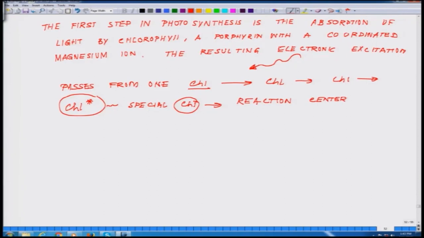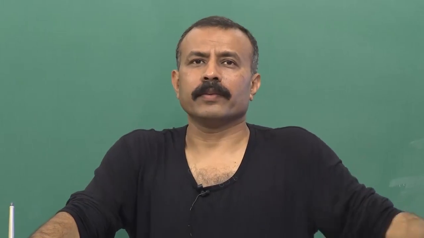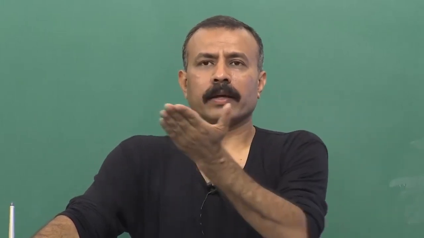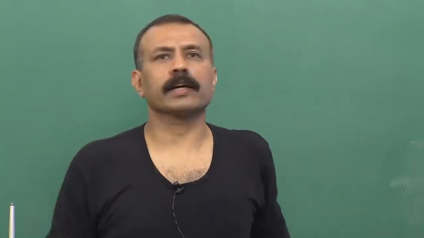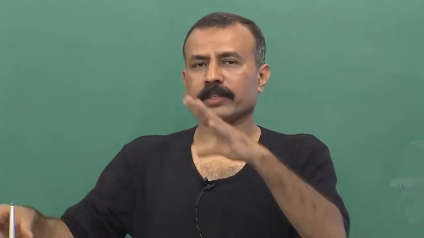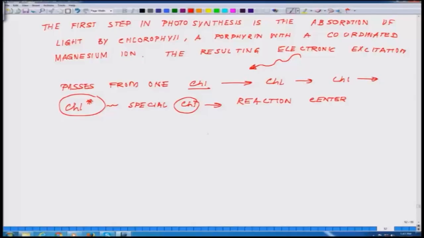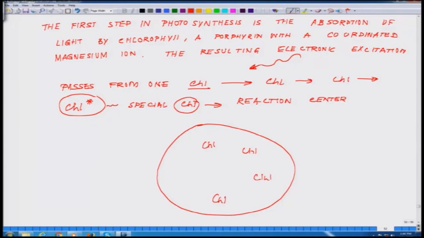And to your surprise, as of now, nobody can really tell by looking at a leaf and looking at the matrix of chlorophyll on the thylakoid membrane, topographically, which is the reaction center. So it's something like that. Just try to visualize, I'm just drawing it. This is where all the chlorophyll molecules are present, CHL. Each one of them is a chlorophyll molecule, okay? CHL, CHL, CHL, CHL, CHL.